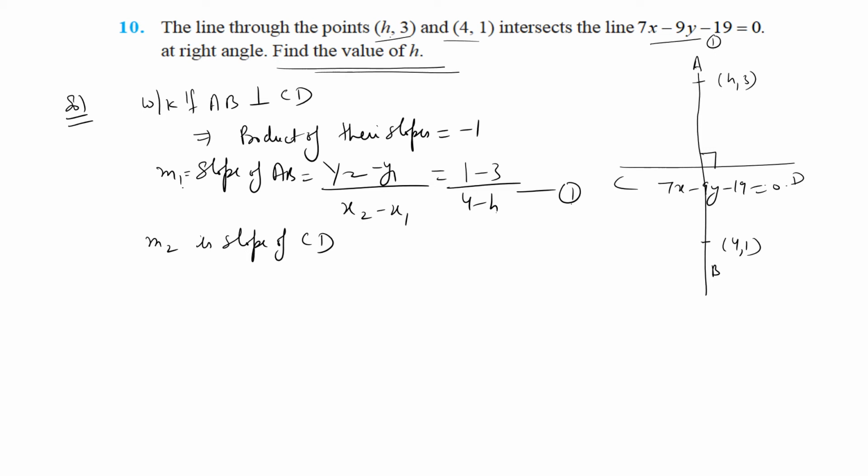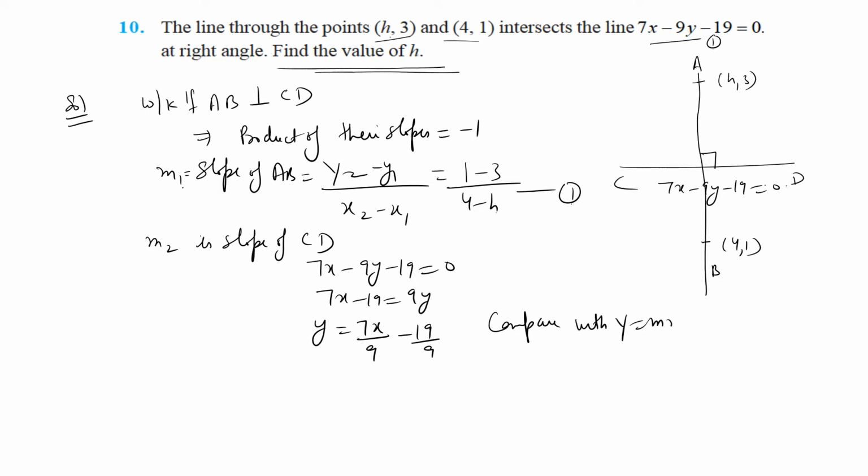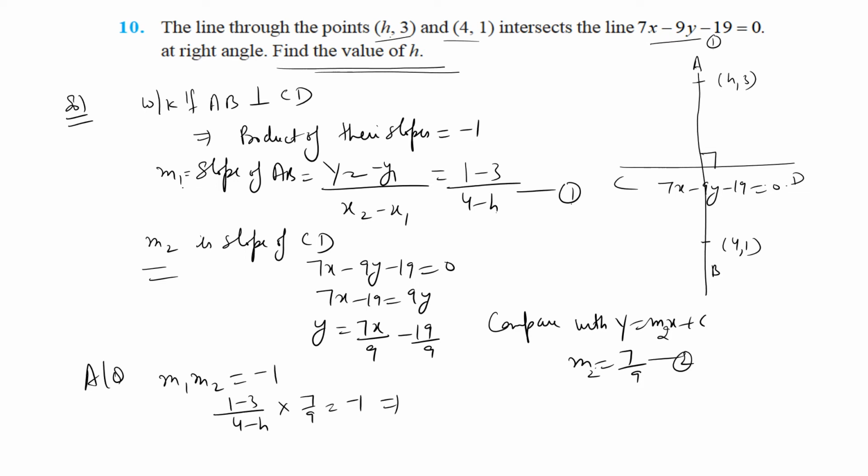And to get this, I will express it in the form y is equal to mx plus c. Y is equal to 7x upon 9 minus 19 upon 9. So I will compare it with y is equal to mx plus c to get my m as 7 upon 9. I have denoted it with m2, so I will take it as m2. Now according to the question, since the lines are intersecting at right angles, m1 into m2 is minus 1. So that is 1 minus 3 upon 4 minus h into 7 upon 9 is equal to minus 1. So this is minus 2 upon 4 minus h into 7 upon 9 is minus 1.